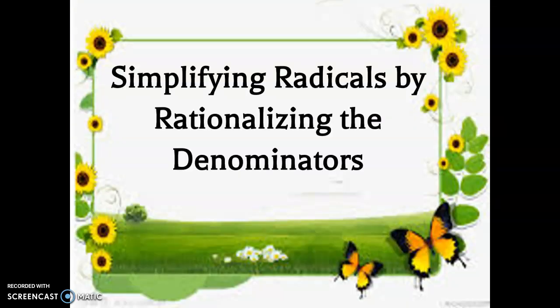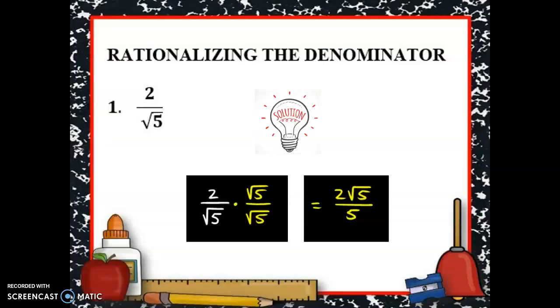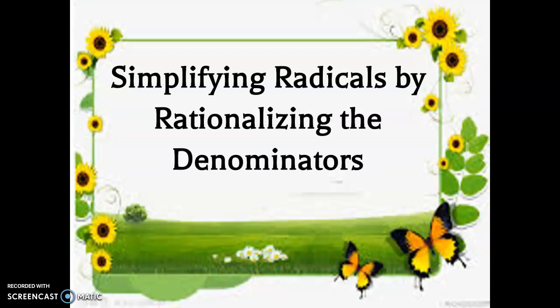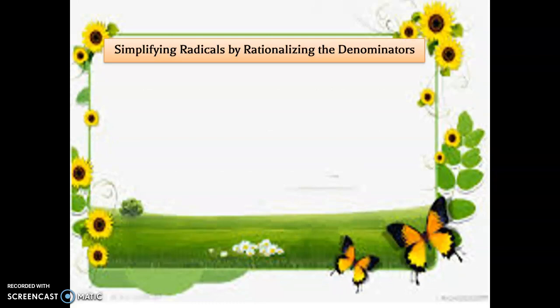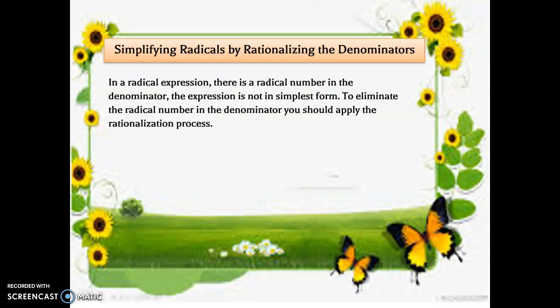So, actually, meron po tayong dalawang part para sa week 6. So, unahin natin yung simplifying radicals by rationalizing the denominator. So, since meron na kayong idea about rationalizing the denominator gamit itong first activity, so dito naman po, magkakaroon tayo ng iba't ibang examples ng pag-rationalize ng denominators in different cases. Okay? So, unahin po natin sa pinaka-simple.